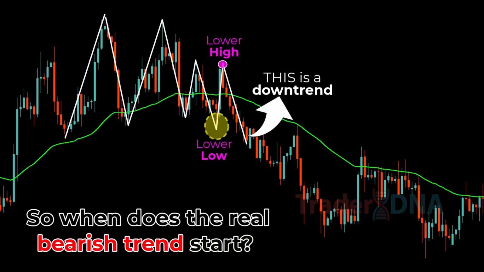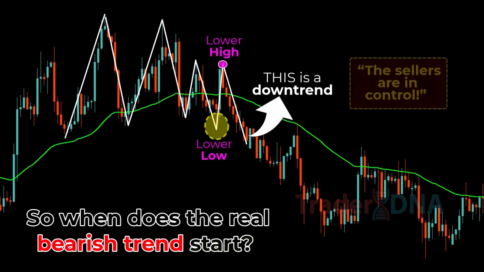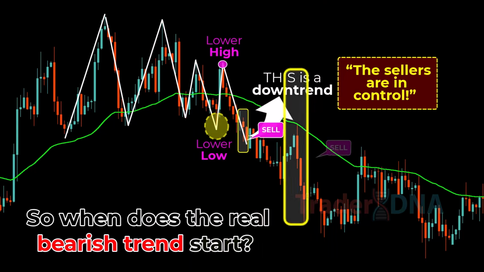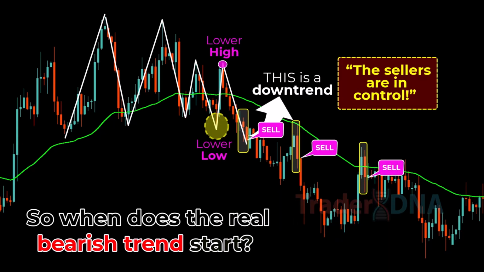Now here's where it gets exciting. When price is below the 50 EMA and structure confirms it, the odds of price continuing lower are way higher than it suddenly flipping bullish. Why? Because structure and moving average alignment are screaming. The sellers are in control. So if you see that setup, think like a pro. Don't fight the trend, ride it. Get ready for that sell setup, but only when the chart confirms it.